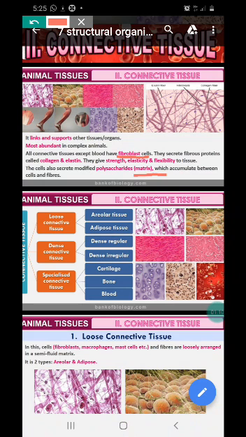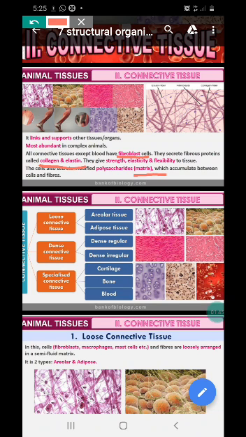Which is the collagen and elastin fibers. These are the two types of fibers. The amount of fibers, collagen and elastin, will depend upon the strength of the particular tissue. If bones are strong, you know that it is because of a particular kind of tissue. Okay, now what are the different kinds of connective tissues in our body? They are the loose connective tissue, the dense connective tissue, and specialized connective tissue.